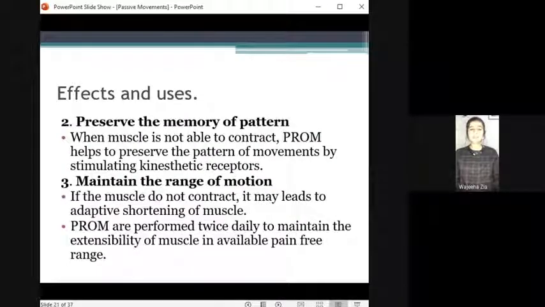The next one is preserving the memory of pattern. When the muscle is not able to contract, passive range of motion has to preserve the pattern of movement by stimulating the kinesthetic receptors.